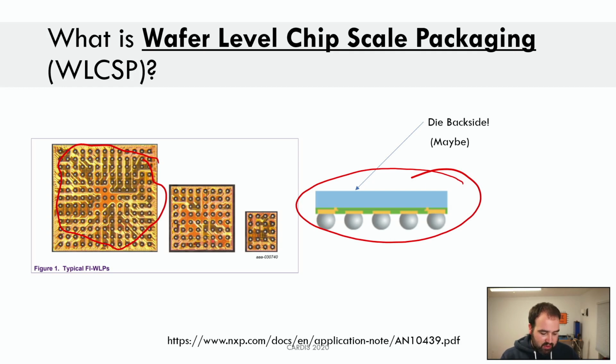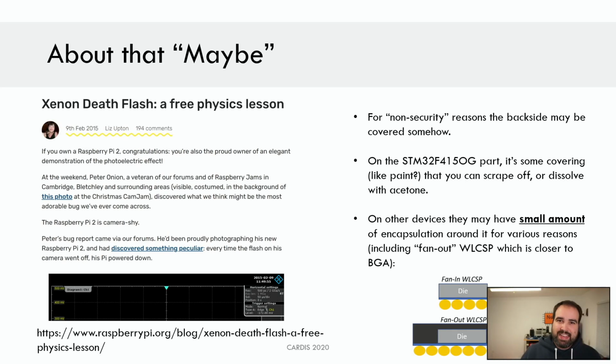The reason the die backside might not be fully exposed is that there actually was an issue before with this. In the Raspberry Pi 2, it had an issue where if you did a xenon strobe over it, you would actually see the device reset.